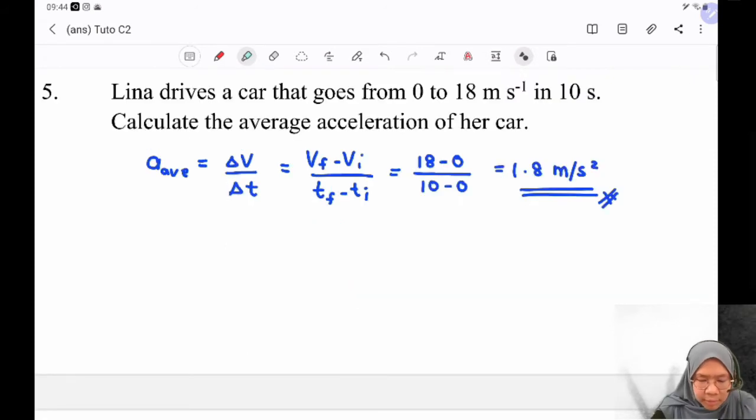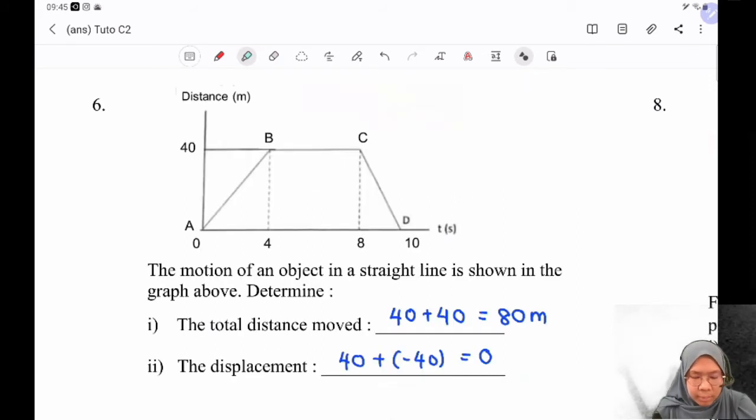Right, next number 5. Lina drives a car that goes from 0 to 18 meter per second in 10 seconds. Calculate the average acceleration of her car. So kita kena kira average acceleration. Okay, di mana kita tengok formula sebelum ni adalah V final tolak V initial over T final tolak T initial. So just substitute the value, we will get the answer 1.8 meter per second squared. Right, then we go to number 6.